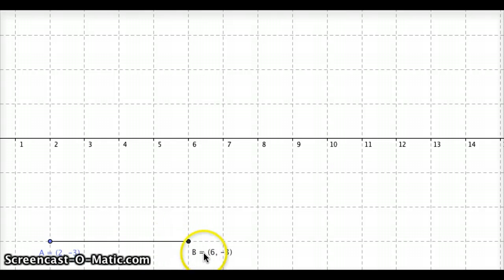Another way to do that is to simply take the x value of the B point and subtract the x value of the A point. 6 minus 2 is 4. So in summary, the length of AB is equal to x2 minus x1, in this case 6 minus 2, which is equal to 4.